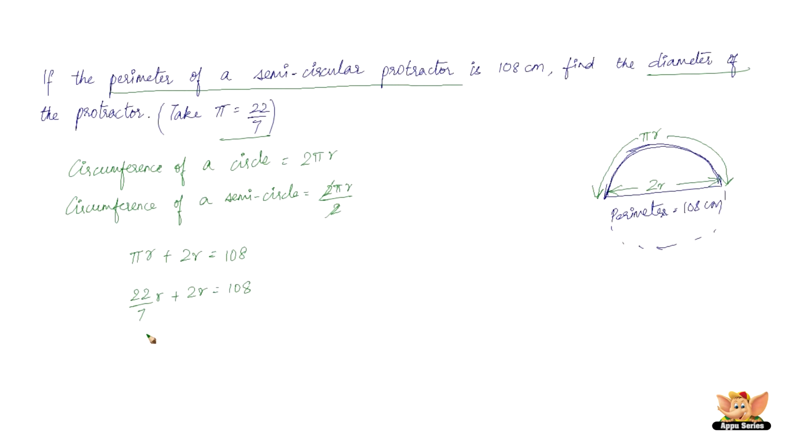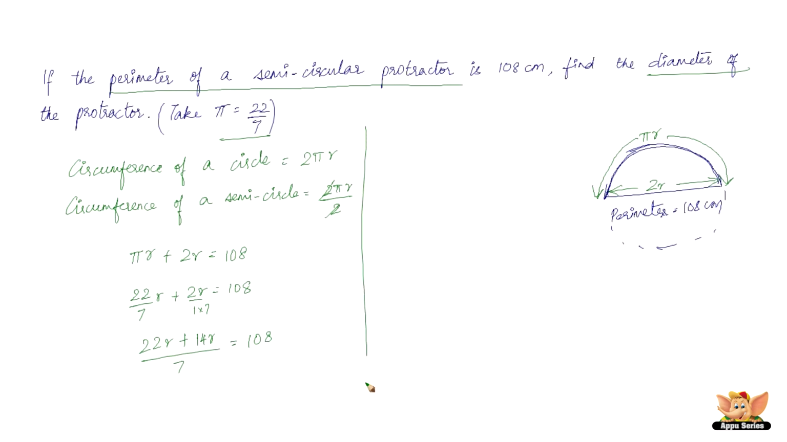And taking the LCM, the LCM is definitely 7. So 22 times r plus 2r by 1, times 7, that is 14r. I'm not going deep into the addition of these fractions. I'm assuming that you know all these things. If you do not know, please go visit the previous videos and then come back to this. The LCM here is 7. So we've got 22r plus 14r over 7 equals 108.